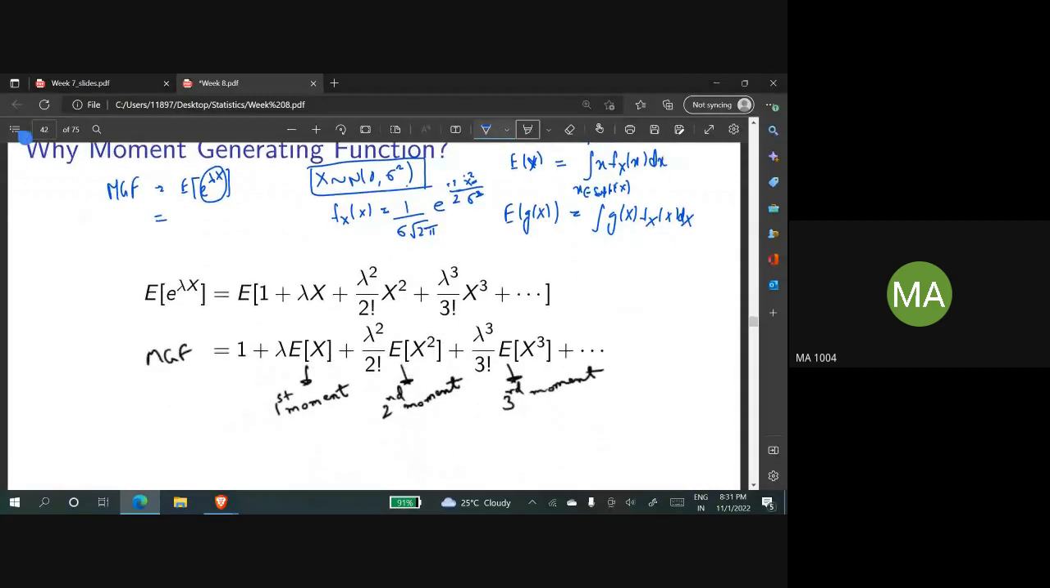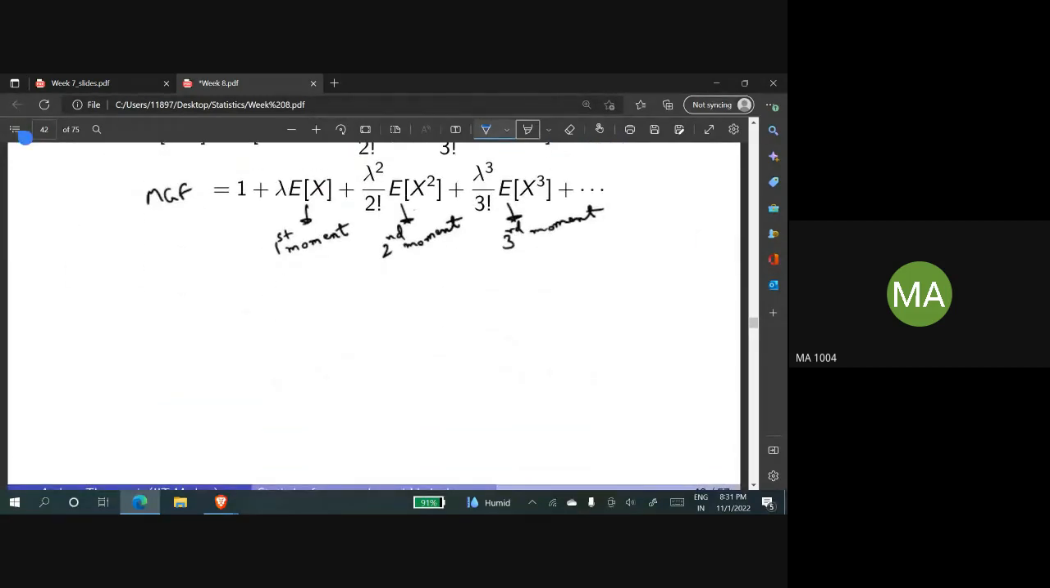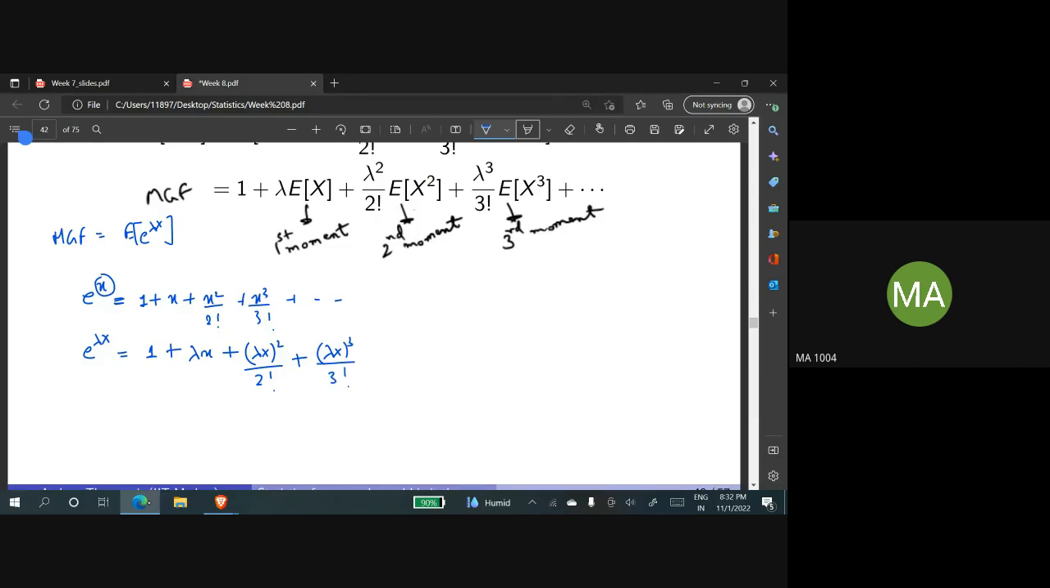Now, why this moment generating function? You see that this MGF is the expected value of e to the power lambda x, right? Now, you also know the Taylor series expansion. I hope you all are aware of the expansion of e to the power x. So what is this expansion? It is 1 plus x plus x square by 2 factorial plus x cube by 3 factorial and so on, right? Now in our case, what we have is the expected value of e to the power lambda x. So if I replace x with lambda x, how does it change? It becomes 1 plus lambda x plus lambda x whole square by 2 factorial plus lambda x whole cube by 3 factorial and so on.